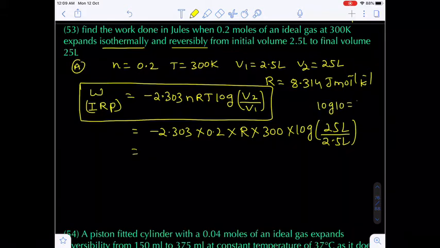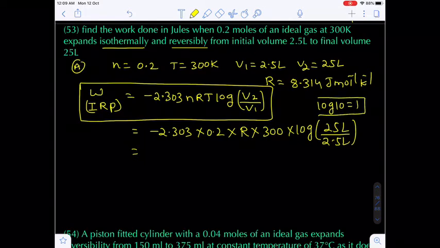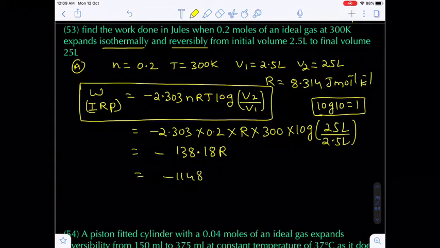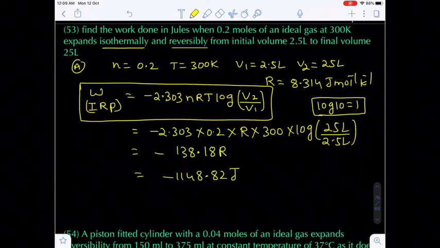Do you know the log 10 value? Yes. What is the log 10 value? 1. We have to remember. Now this value is minus 138.18 R. What is the R value? 8.314 joule. So minus 1148.82 joule. So this is the work done in isothermal reversible process.